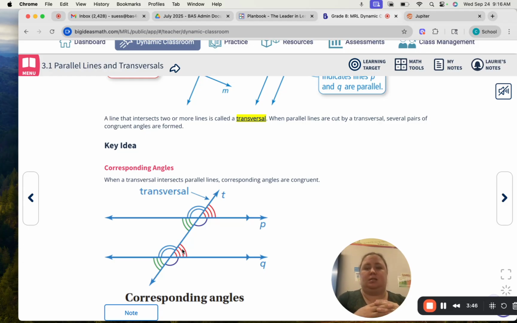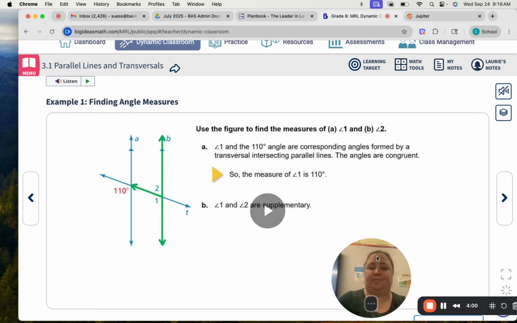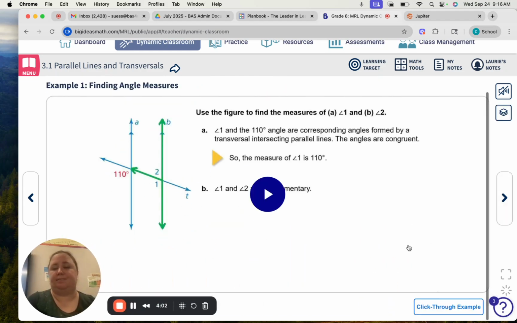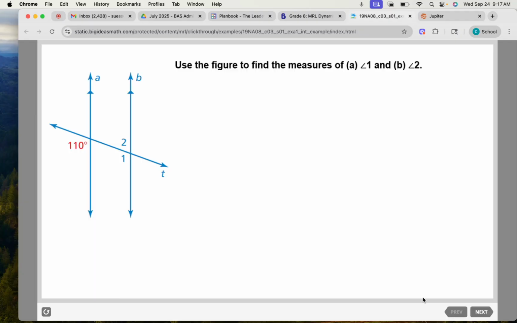Any questions? All right, so that's corresponding angles, transversals, exterior angles, interior angles. Do you all have a basic understanding of that now? Yes. Excellent. Let's go to the next thing. All right, example 1. So we're writing this in your journals.